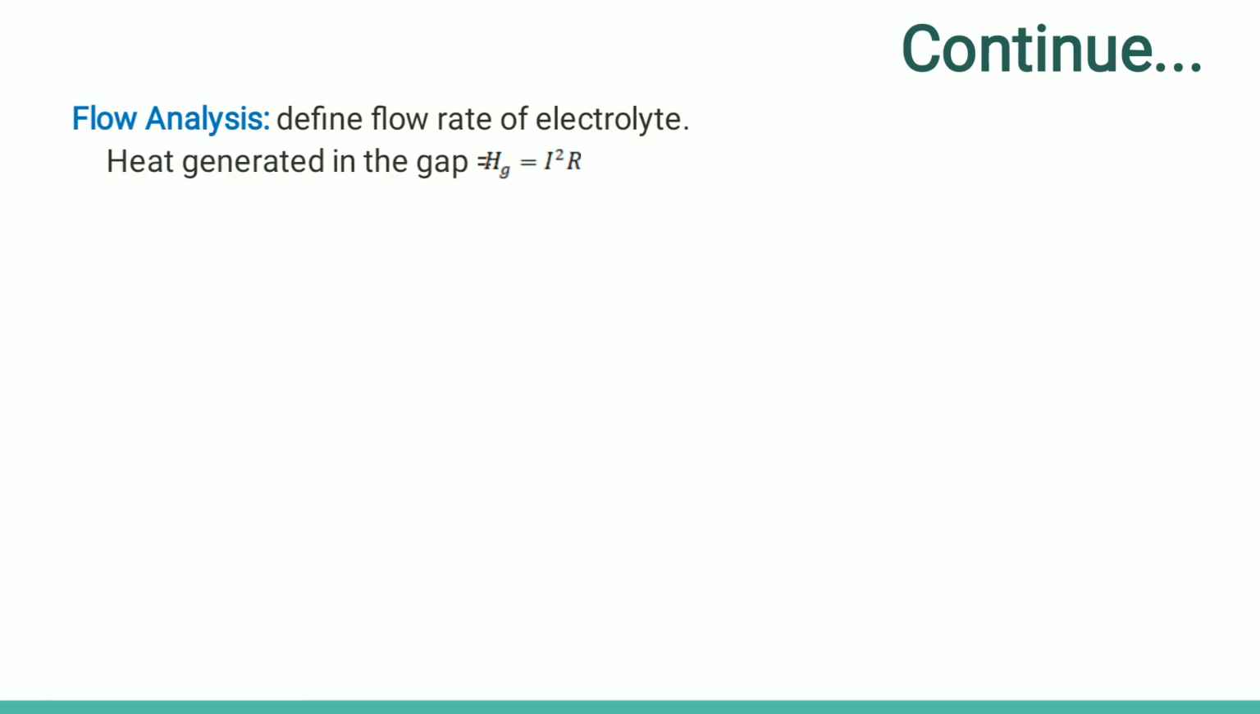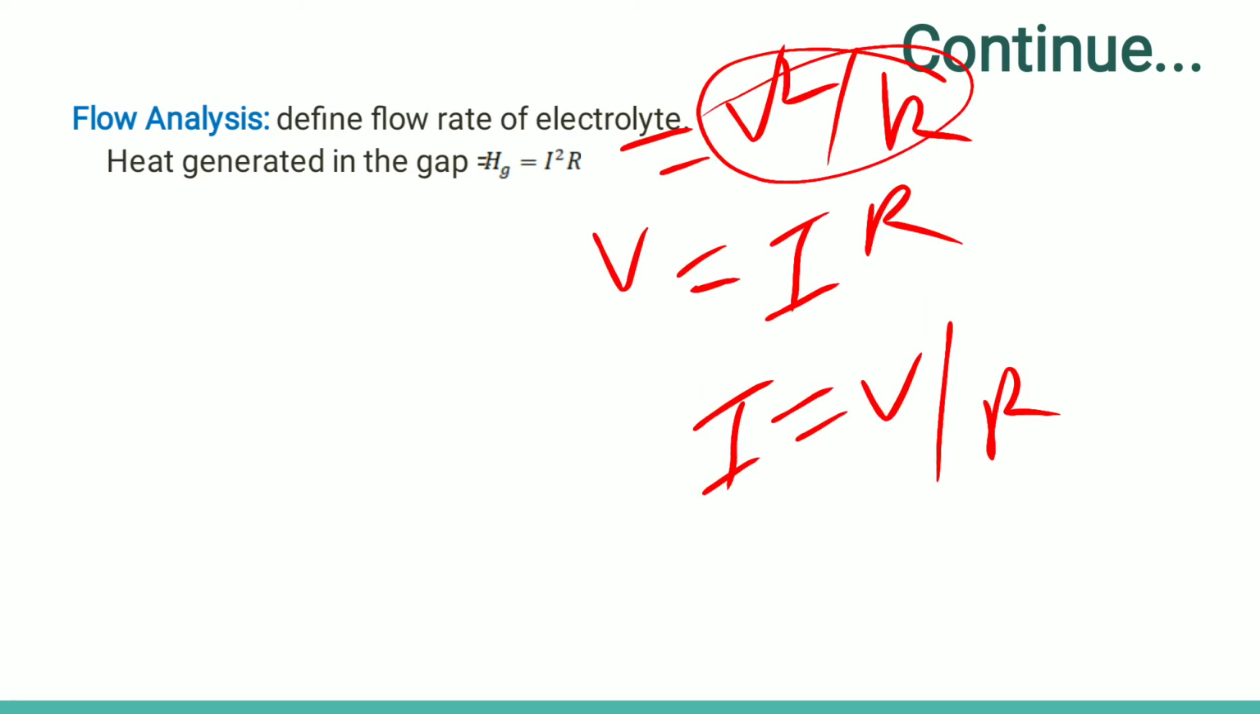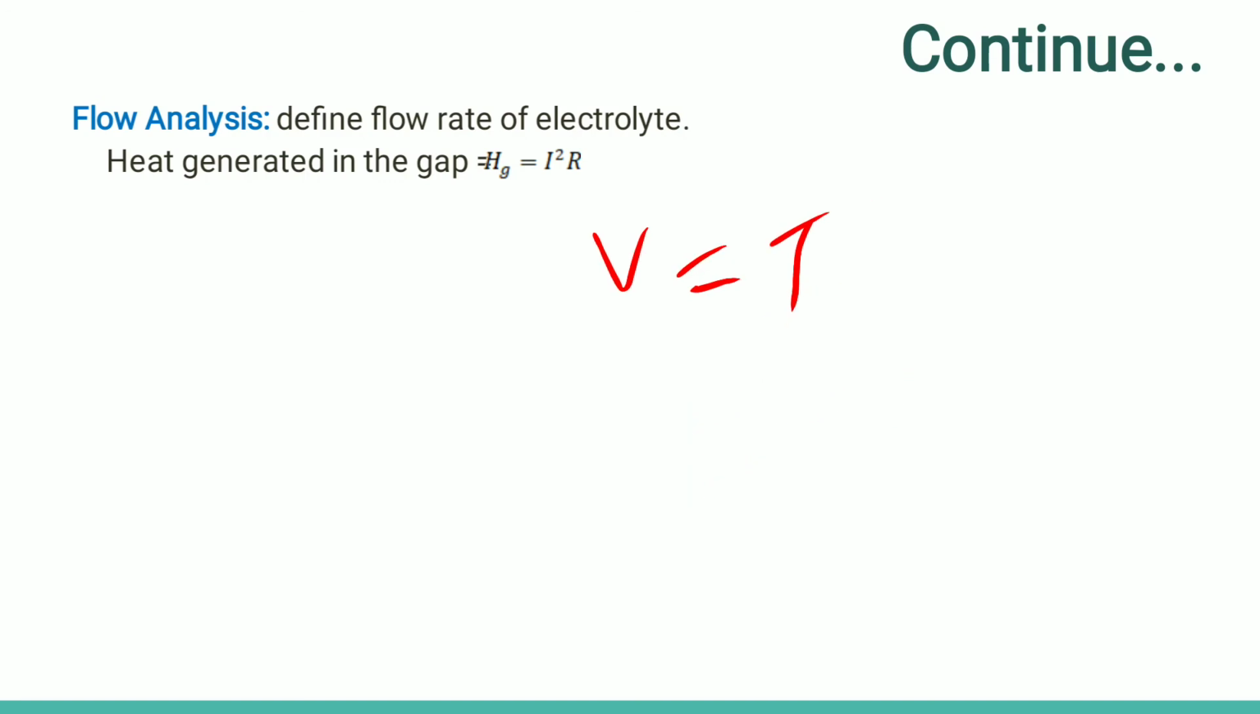The flow analysis is used to define the flow rate. As I told you, flow rate defines how much of the electrolyte is moving. Once the potential difference is created, heat is generated. The heat generation, hg, is directly proportional to I square into R, where I is the current and R is the resistance. We also know that V equals IR, so I equals V by R, so it can also be written as V square by R. There is no issue; accordingly, you can write the formula depending on the term given to you.